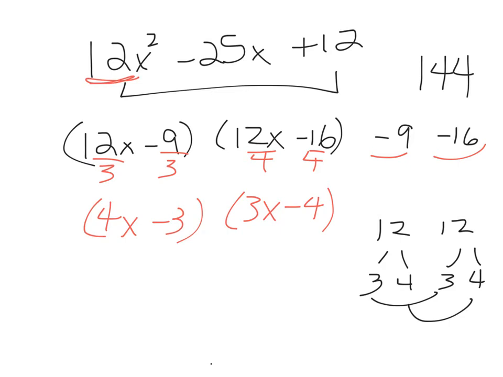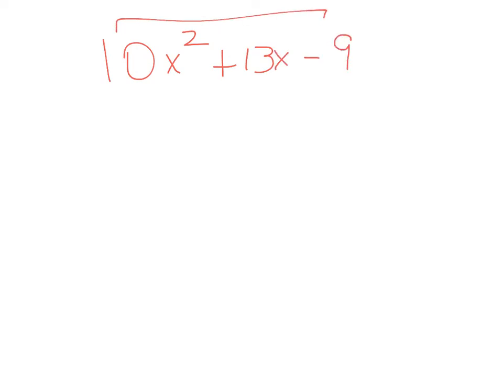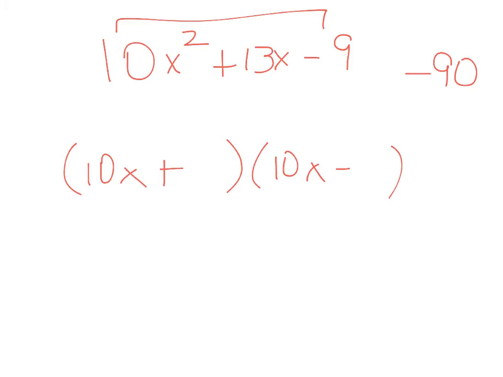Okay, now we're going to do another example where c is negative. So we have 10x squared plus 13x minus 9. So again, multiply. This time I'm looking for the factors of negative 90. This tells me that in my binomials here, I'm going to have 1 plus sign and 1 minus sign. So I need to find two numbers that'll multiply to give me 13 with opposite signs. So let's see if we do 10 and 9 and start a factor tree here.